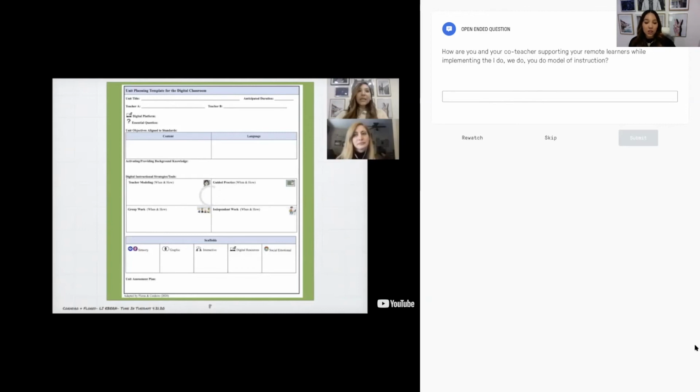Yeah, so the adaptations that we made lend themselves to the considerations we need to keep in mind at this time. So we want to hear from you and how you would answer the question that was posed in that clip. How are you and your co-teacher supporting your remote learners while implementing the I do, we do, you do model of instruction? So at this time, we're going to ask you to please add your responses in the chat, or you can also use the raise your hand feature on Zoom if you'd like to share something with us. And we really want to hear from you.